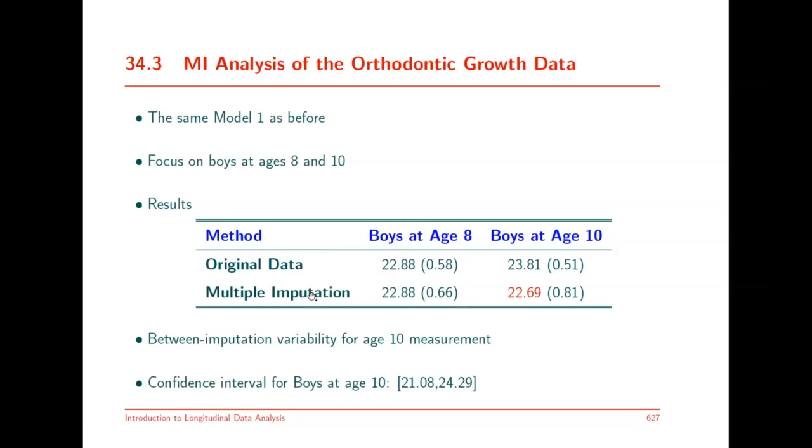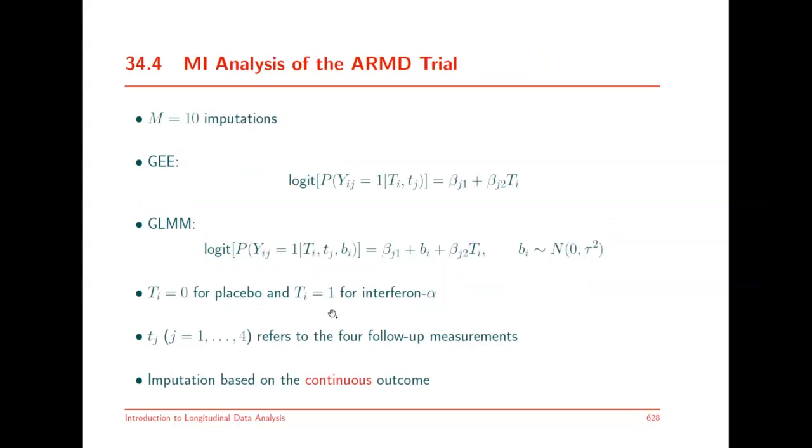Okay, if we apply the multiple imputation technique very briefly on the orthodontic growth data set, we have the original data set and we can then analyze the incomplete data set with multiple imputation, and we get a result that's a little too small, but we already saw that with direct likelihood as well, so it's the same technique.